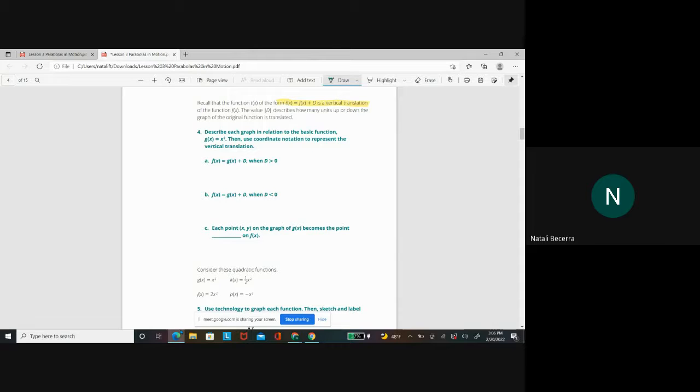So right here for A, you have f of x equals g of x plus d when d is greater than 0. That means that whatever number d is, it's greater than 0, so this is a positive number, or positive constant. And whenever they have that, it's going to translate up d units. Whatever d is. So d represents a number. It could be any number.